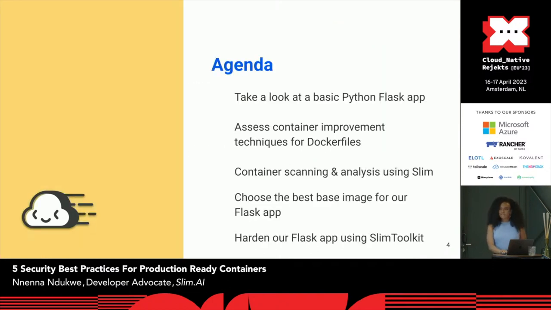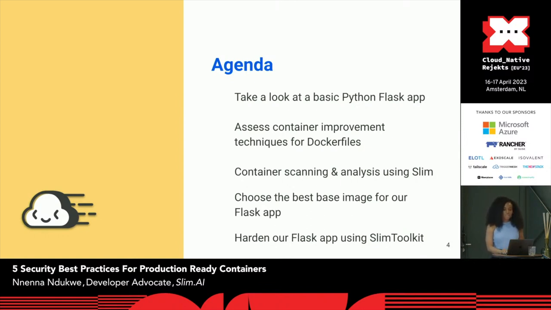We'll be able to do that by looking at how we can leverage Slim tools. First, we're going to break down a basic Python Flask application. We're going to look at the sample application and see how we can improve it by taking a look at the Dockerfile. We want to know exactly what we're shipping to production. So we're going to scan those containers, and then analyze them and see what kind of vulnerabilities they have and what the image sizes are, and we're going to pick out of four Python base images which one would be the best one to build this Flask app.